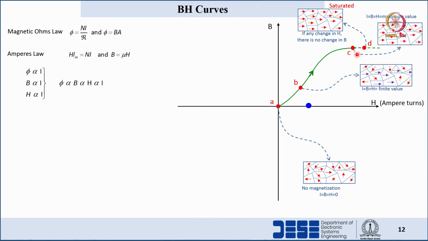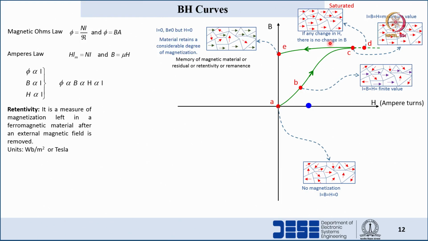Now if we want to bring the magnetic material back to its original state, what we can do is remove the applied magnetic field. Once we remove the applied magnetic field, current will become 0 and MMF becomes 0, but the magnetic domains are still in the direction of the applied magnetic field of the earlier state, that is D or C. So we will see some magnetization in the material, and we can call this state magnetic memory, or retentivity, or remanence. The definition of retentivity is a measure of magnetization left in the electromagnetic material after an external magnetic field is removed. The units are Weber per meter square or Tesla, same as the B fields.